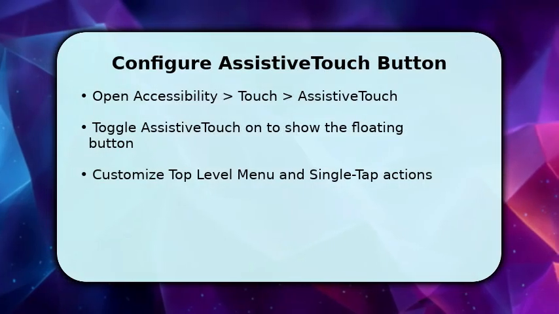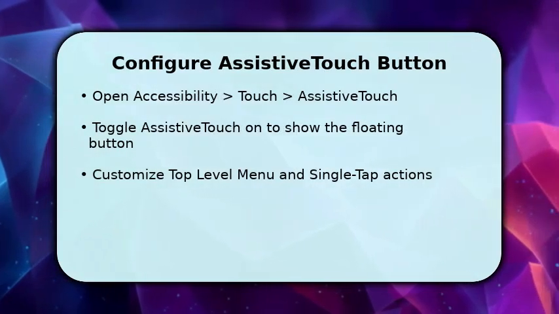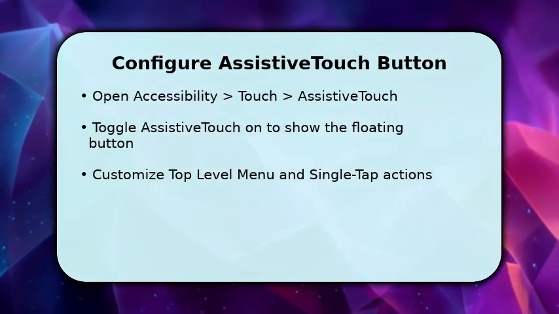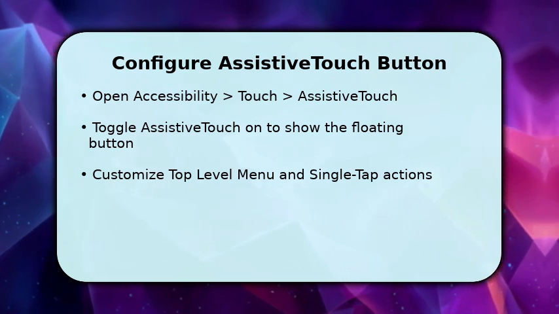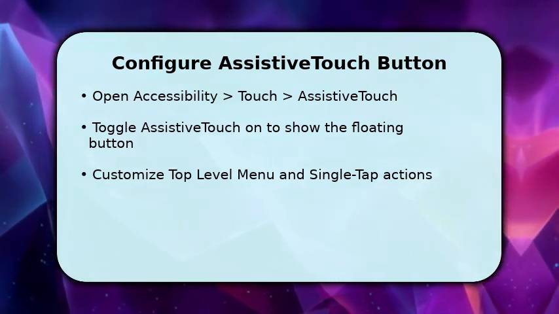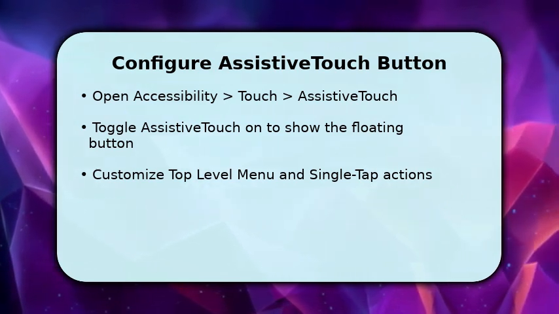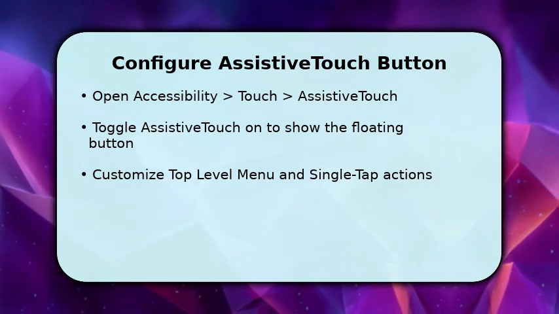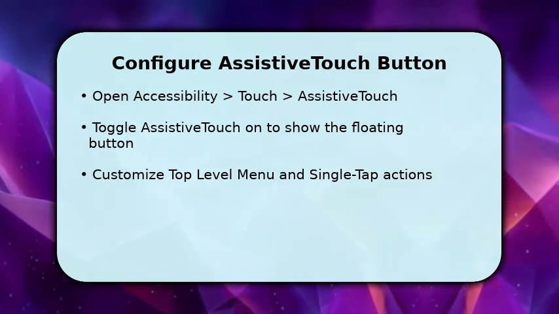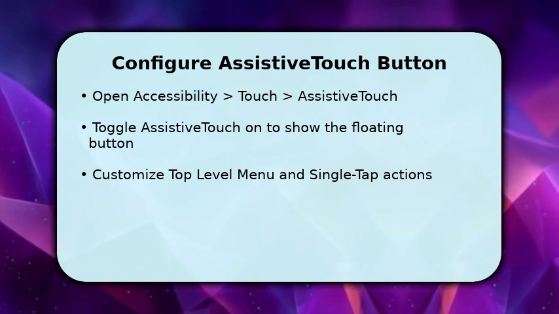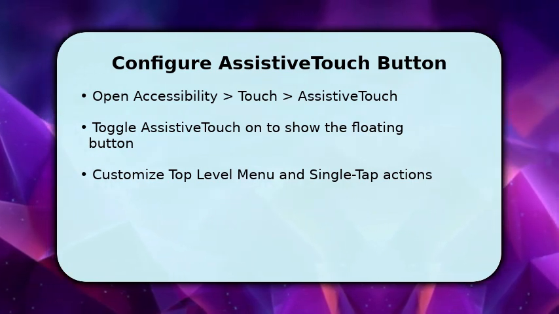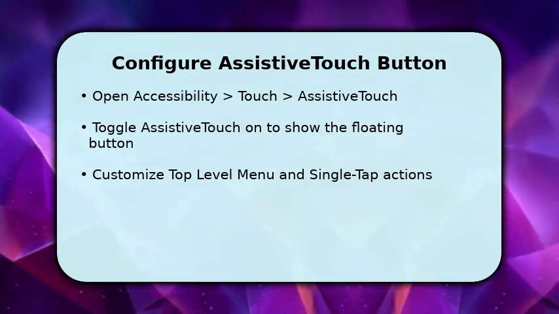Next, configure the on-screen button via AssistiveTouch. Turn AssistiveTouch on, you'll immediately see a floating button appear. Once visible, customize its top-level menu to include the accessibility shortcut or specific controls you need, and assign single tap, double tap, or long press actions for quick access. This is where you tailor behavior for your workflow, so make deliberate choices.